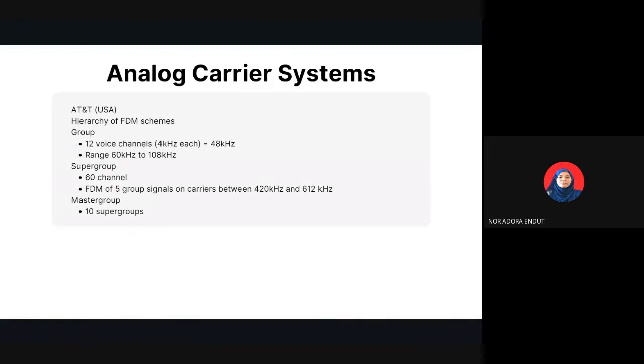Lepas tu selalunya dekat line telefon ni dia ada exchange kan. Macam kita nampak box dekat kawasan perumahan macam peti sejuk kecil tu. That's the service provider punya exchange untuk kawasan perumahan. Dekat situ dia kumpul pula daripada group ni, kumpulkan menjadi satu bundle pula. Dia kumpul, contohnya di sini 60 channel, maksudnya dia kumpul 5 group tadi jadikan satu super group.